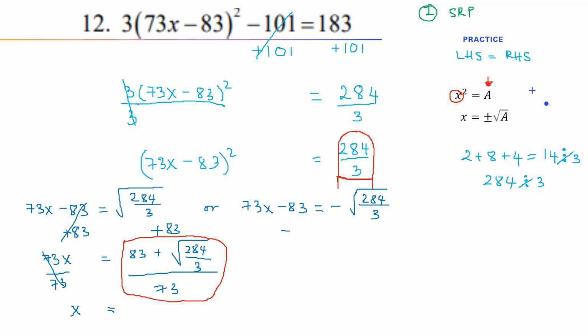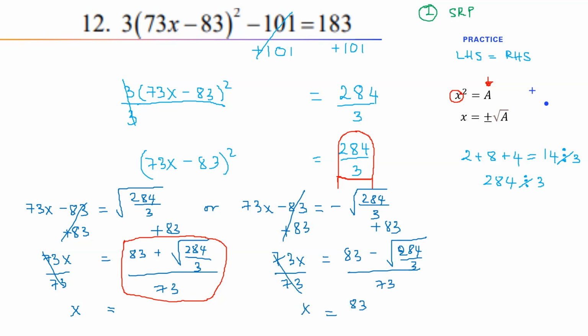On this side, we still add 83 to both sides. So we are left with 73x equals 83 on the right-hand side minus the square root of 284 over 3. So divide both sides by 73. x equals 83 minus the square root of 284 over 3, all over 73.